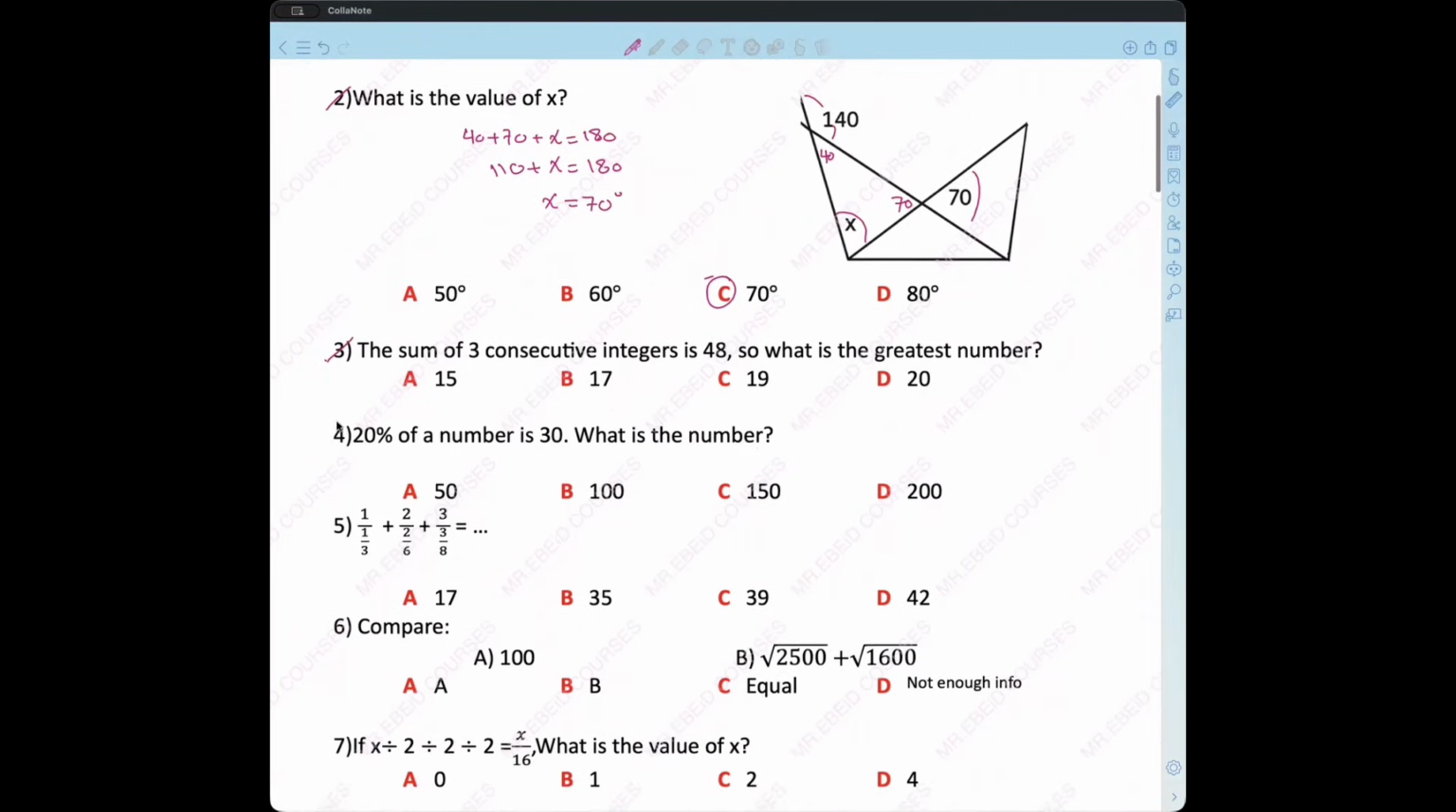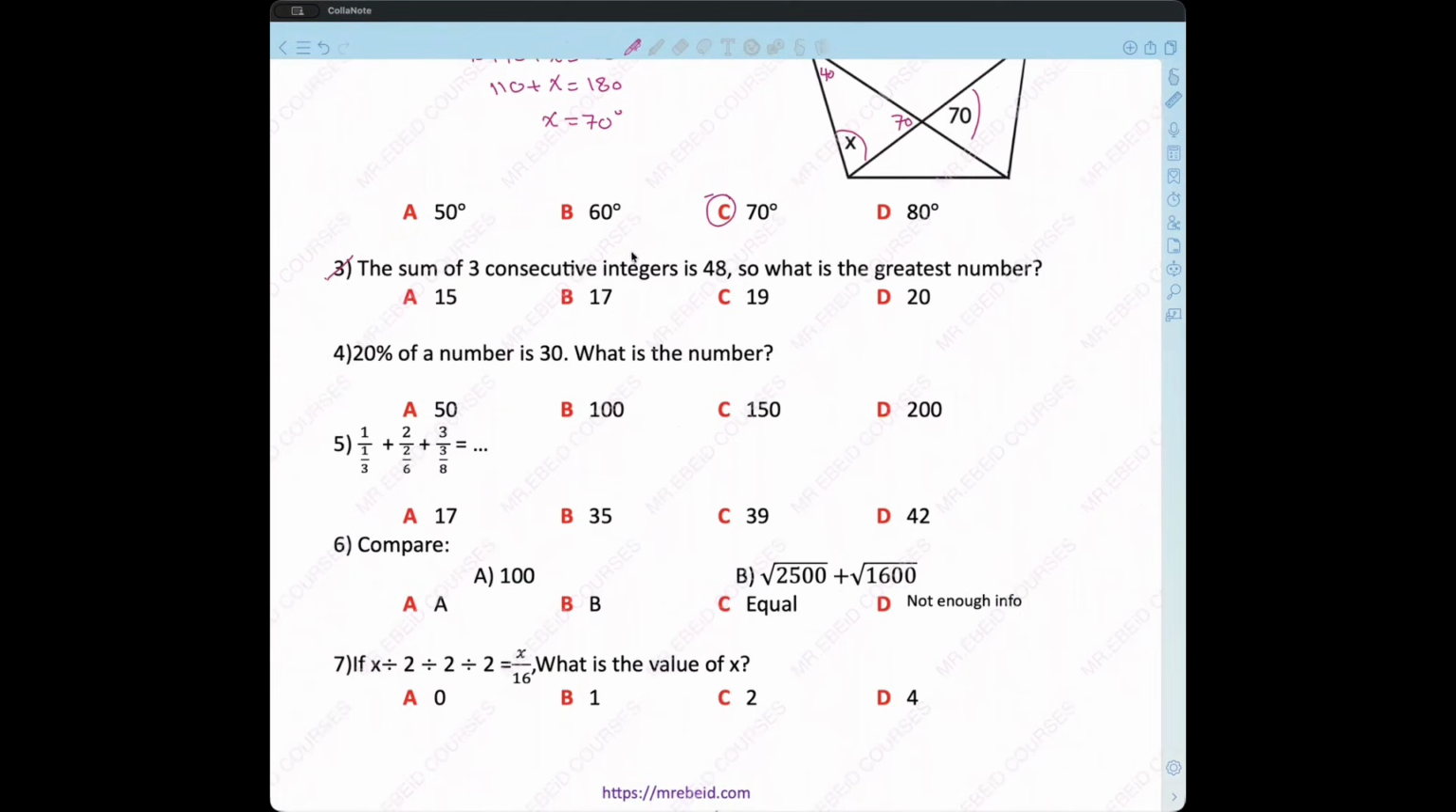Let's move to question 3. The sum of three consecutive integers is 48. So what is the greatest number? Let the first number be x, the second x plus 1, and the third x plus 2. Their sum is 48. So 1, 2, 3, so 3x plus 3 equals 48. Now we'll solve this equation. 3x equals 45. Divide both sides by 3. It means x equals 15. So the first number is 15, the second is 16, and the third is 17. The answer is B.